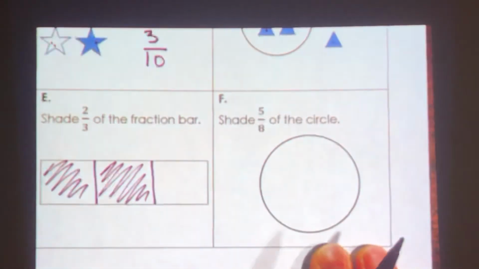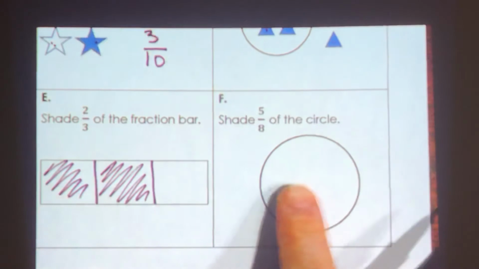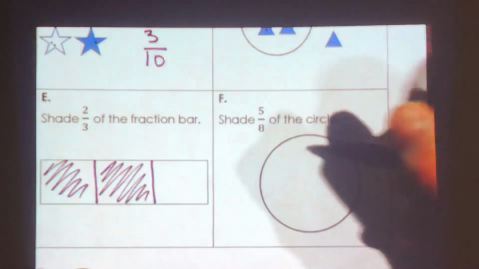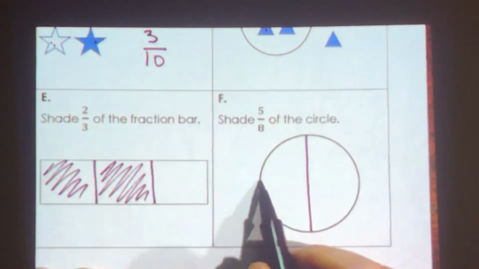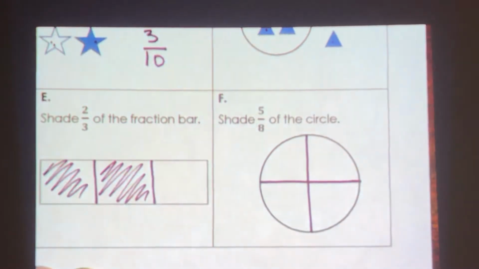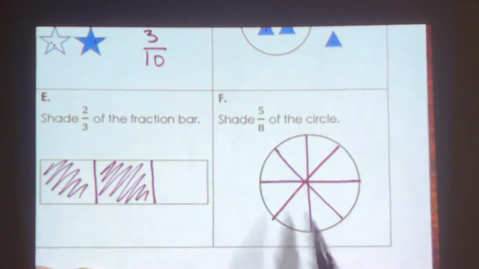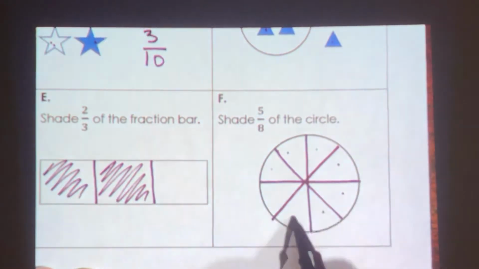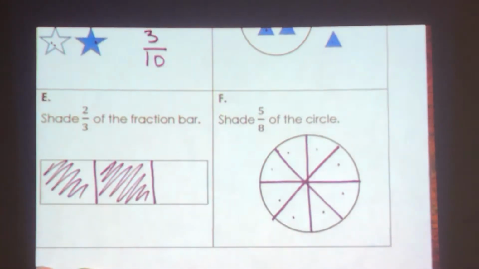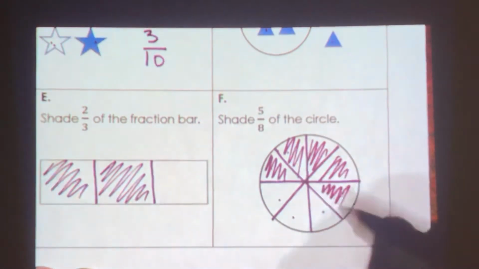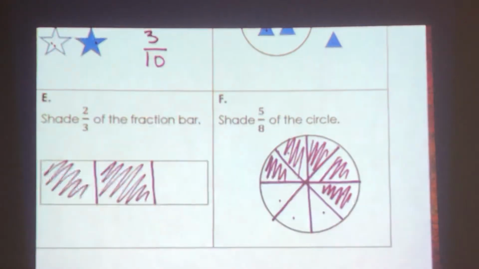All right, letter F, shade 5/8 of the circle. So for 5/8 of this circle, that means I need this to be broken up into 8 pieces that are the same size. So I'm just going to start with 4 pieces. And I'm going to draw a few more lines in, one across here, one across here. And now I can see that I have 1, 2, 3, 4, 5, 6, 7, 8 pieces. To show 5/8 shaded, that means I just need to choose any 5 pieces. They don't have to be the same ones I chose. Any 5 pieces will be 5/8 of that circle. So that's how we represent fractions.